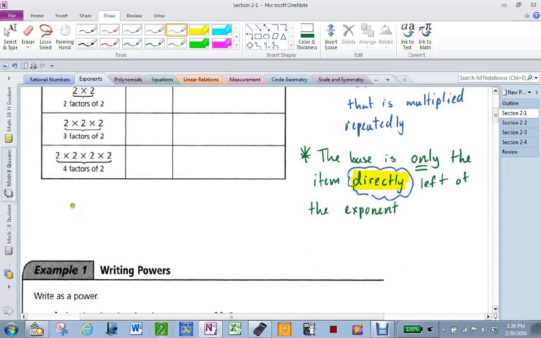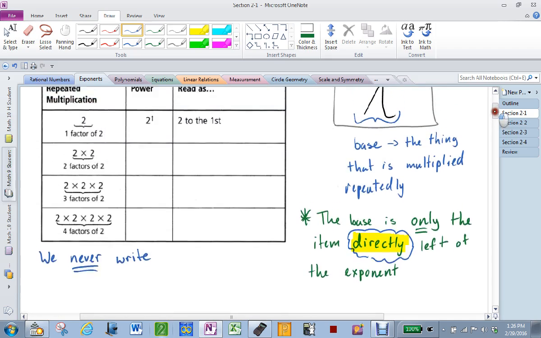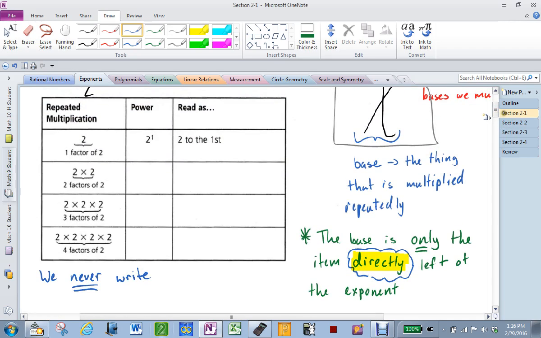And again, there's blank white space here, which means we're going to fill it in. We never write, in a second, there is a certain number that we never write as an exponent. What is it? No. 1. We never write 1 as an exponent.